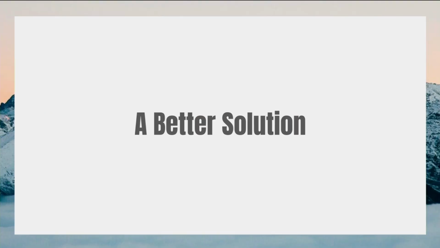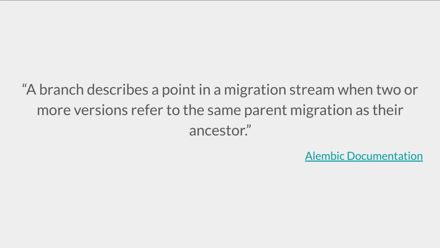So a slightly better way of going about this is to start looking at that feature I mentioned earlier, which is branches. So branches are typically meant in Alembic for, we'll say, the ability to develop things like features out of tree and then merge them back in without having to rebase. As the Alembic docs here note, a branch describes a point in the stream where 2 or more versions refer to the same parent migration. So same as a branch in Git.